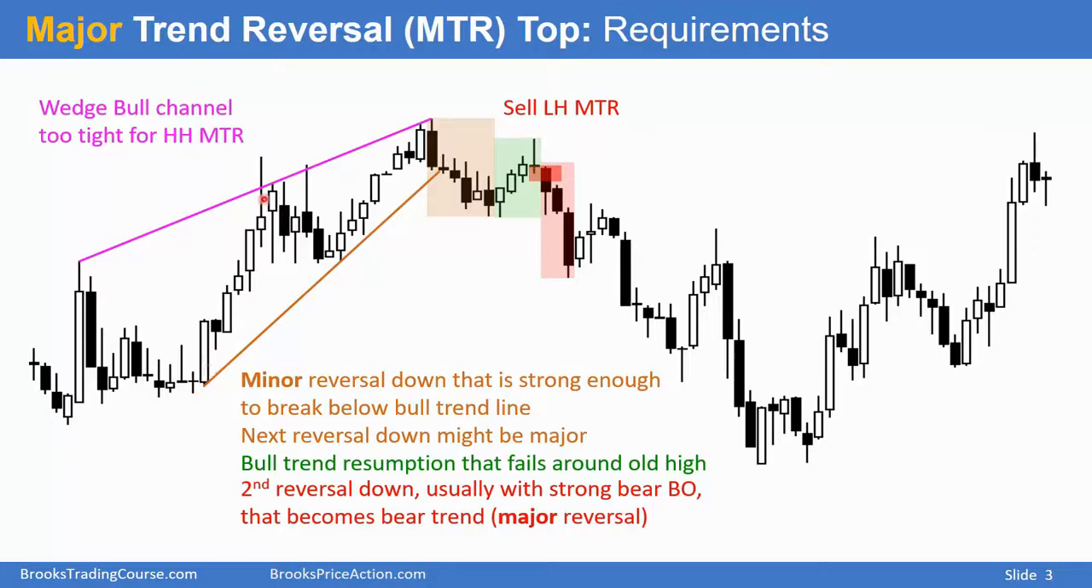In other words, bull trend, break below a very tight bull channel, and then bull trend resumption. Most traders would not look at this as a higher high major trend reversal. They would look at it as a wedge, maybe, but not as a major trend reversal.